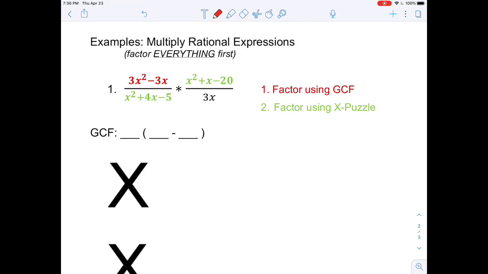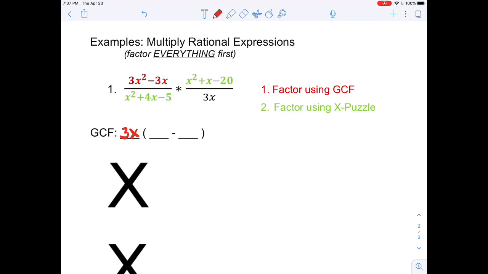So if we look at this first one, I see that right away we could factor out a GCF. So let's see what happens when we do that. I'm going to factor out 3x as my GCF. And so remember that you would think about this as dividing this polynomial by 3x, each term.